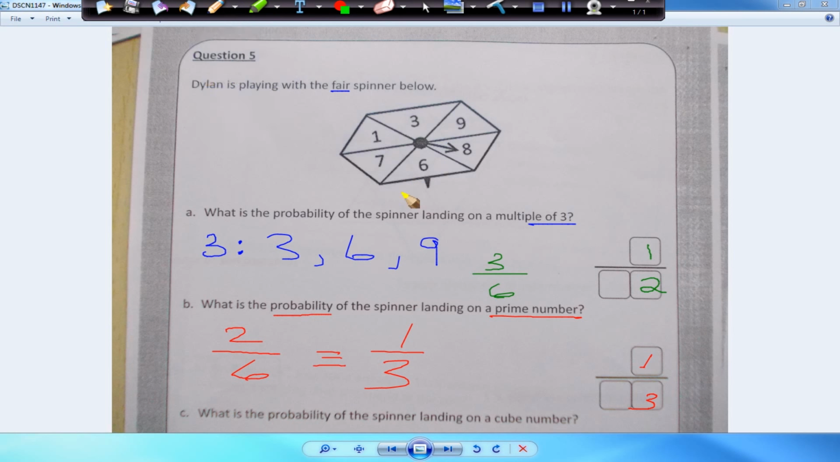Right, cube numbers are numbers like 1 times 1 times 1 is 1. So 1 is a cube number. 2 times 2 times 2 is 8. That's there, that's a cube number. Are there any more cube numbers there? No. How many cube numbers do we have? 2 out of 6, which is similarly 1 out of 3. The same answer? Yes.